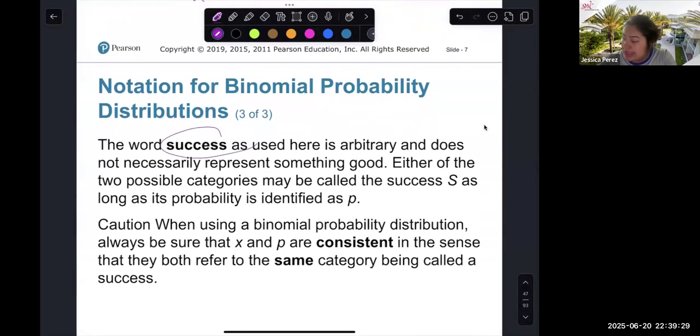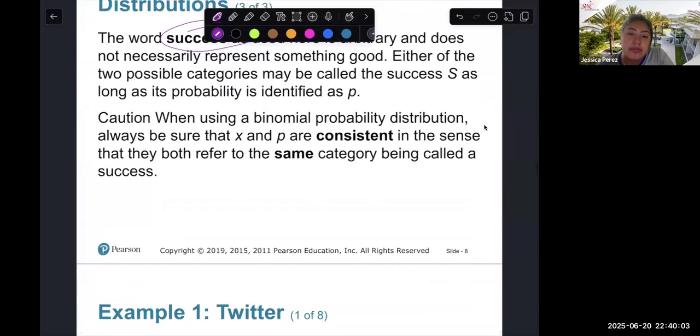The word success is used arbitrarily and does not need to represent something good. Either of the two categories can be called success, as long as the probability is identified as P. Caution: when using a binomial probability distribution, always be sure that X and P are consistent, in the sense that they're both referring to the same category being called a success. So we need to be very careful here. What is X, what is P, and what is Q?